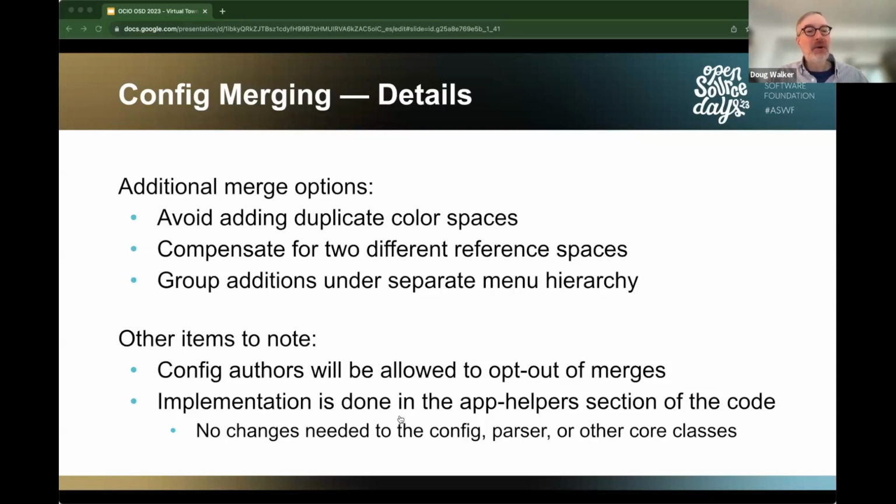A few other items to note. There'll be a flag in the YAML that config authors will be able to use to request to opt out of any merging on their config. And the other thing to note is that the implementation is being done in the app helpers section of the code, so it doesn't require changes to the core classes like the config or the parser. So this, we feel, will help lower the risk of the feature, basically.